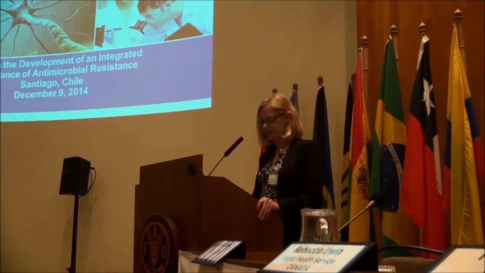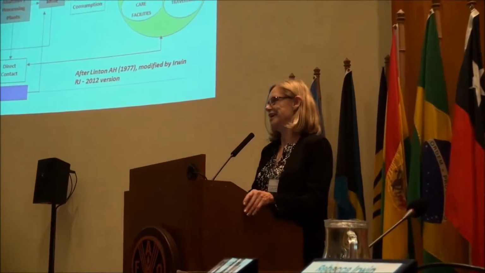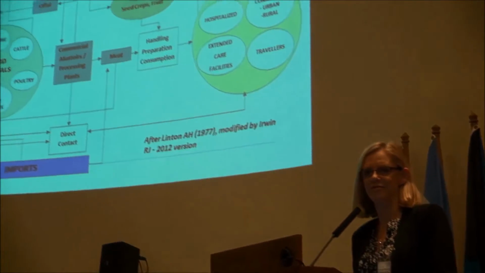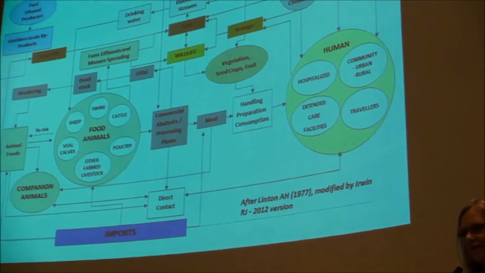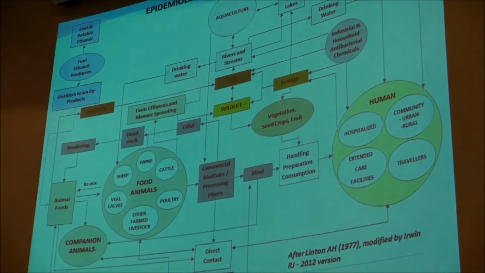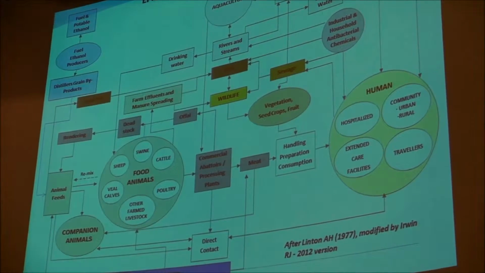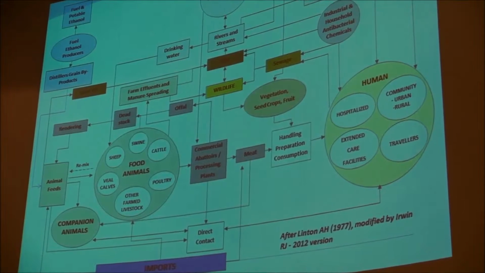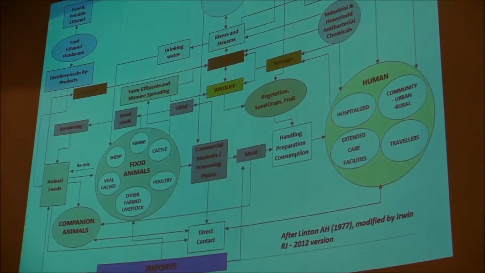Wait, let's try this one. Here we go. Okay, you've seen quite a few diagrams of the food system and how antibiotic resistance moves. This is just another diagram. And basically, the circles describe where antibiotics are used, and the squares are just different settings.